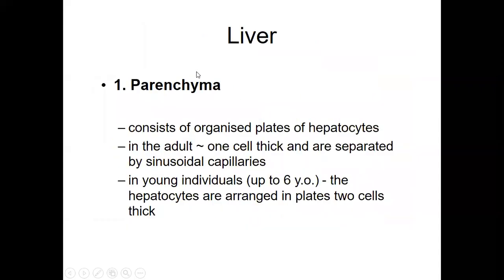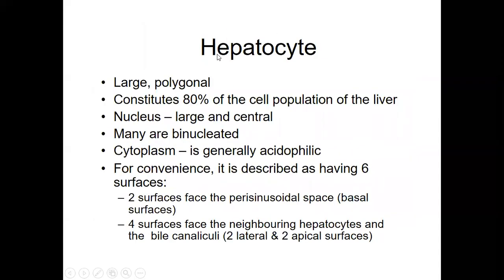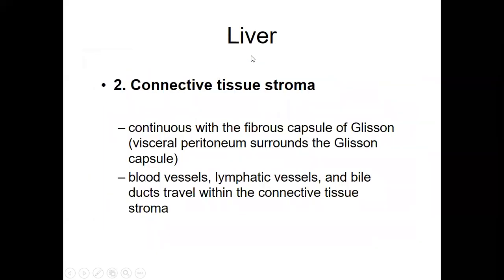Just now we have the parenchyma and then the hepatocyte. The second component of the liver is the connective tissue stroma. The connective tissue stroma continues with the fibrous capsule of Glisson. Visceral peritoneum surrounds the Glisson's capsule. So what is the content of the connective tissue stroma? We have the blood vessels, lymphatic vessels, and bile duct travelling within the connective tissue stroma.